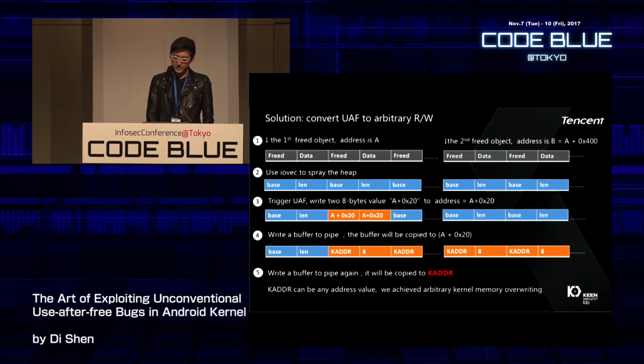In phase number 5, we can write the malformed data to the other end of another pair of pipes, and the buffer will be copied to any kernel address you want. So we finally achieved arbitrary kernel memory overwriting.